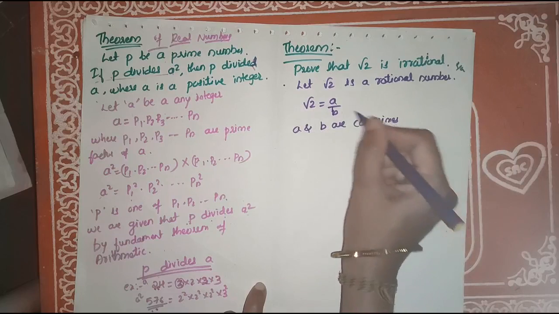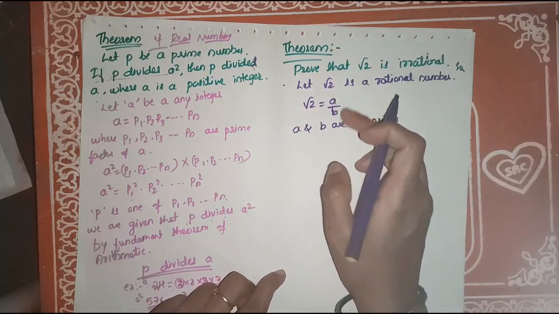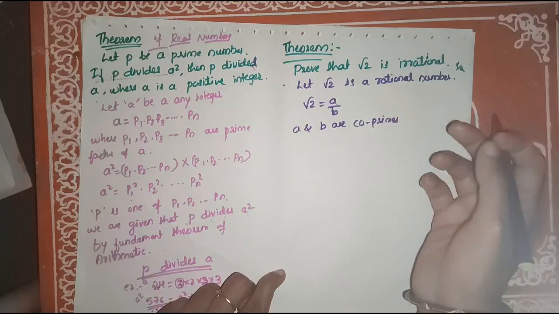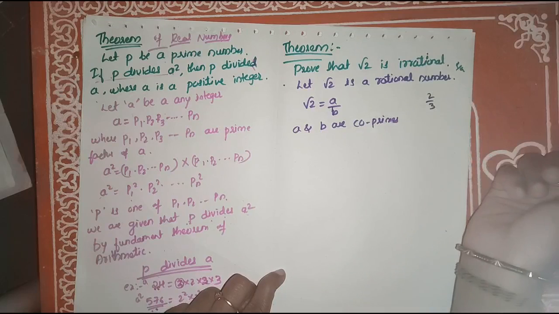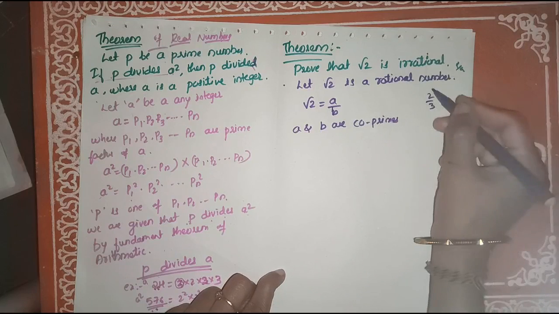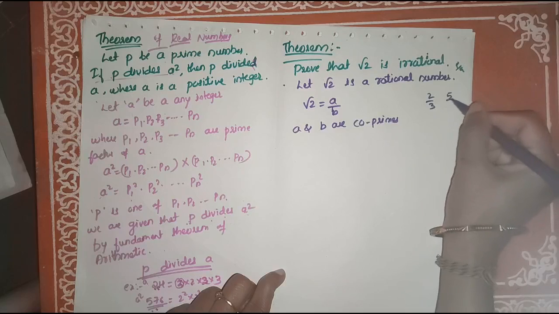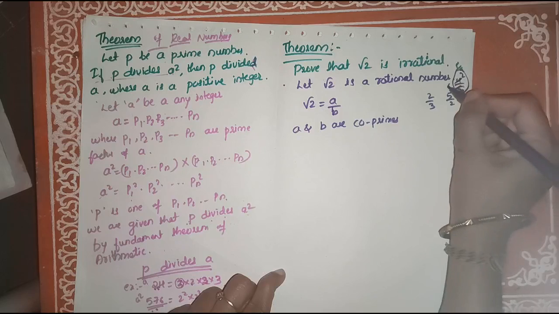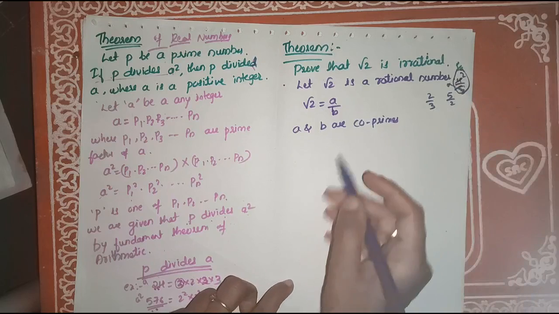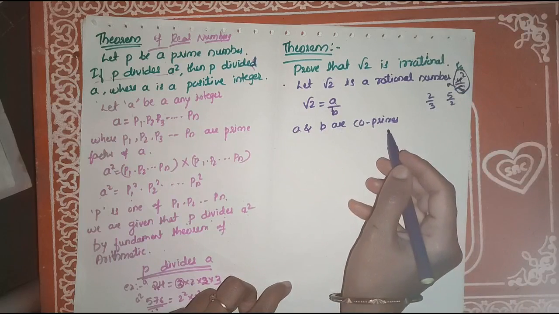Co-primes means they don't have any common factor. For example 2 by 3, they cannot divide each other, so these are co-prime, or 5 by 2. When we take 4 by 6, which is 2 by 3, it has the common factor 2, so this is not co-prime. These are co-primes. So here a and b are co-primes.